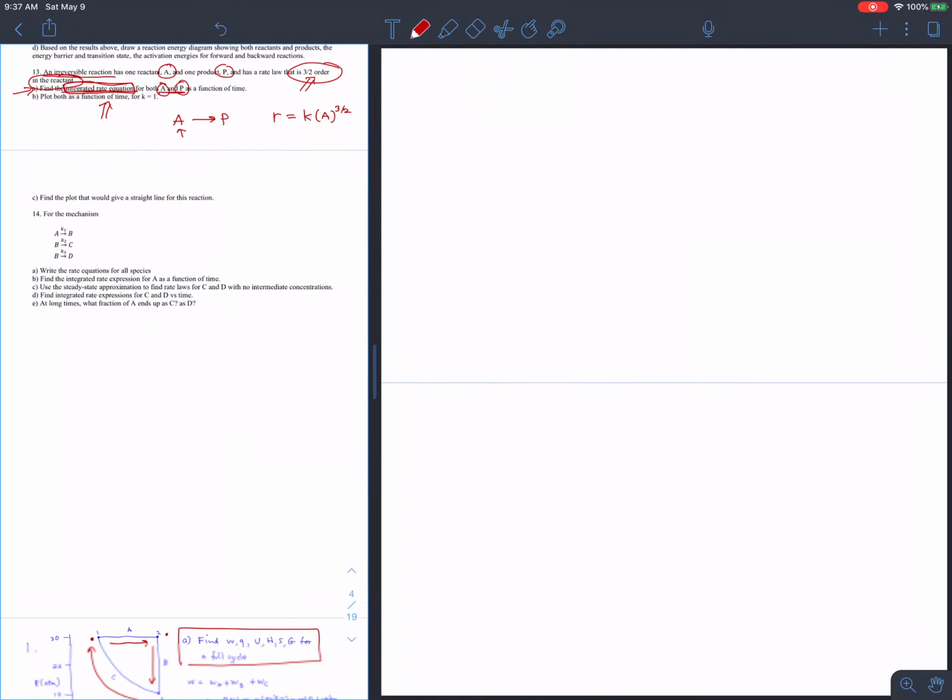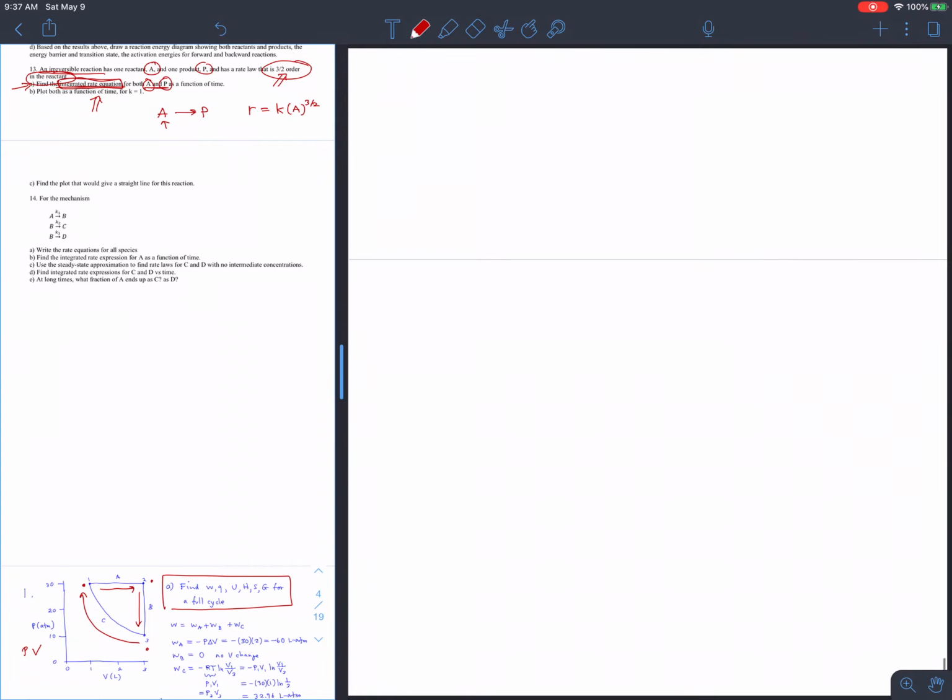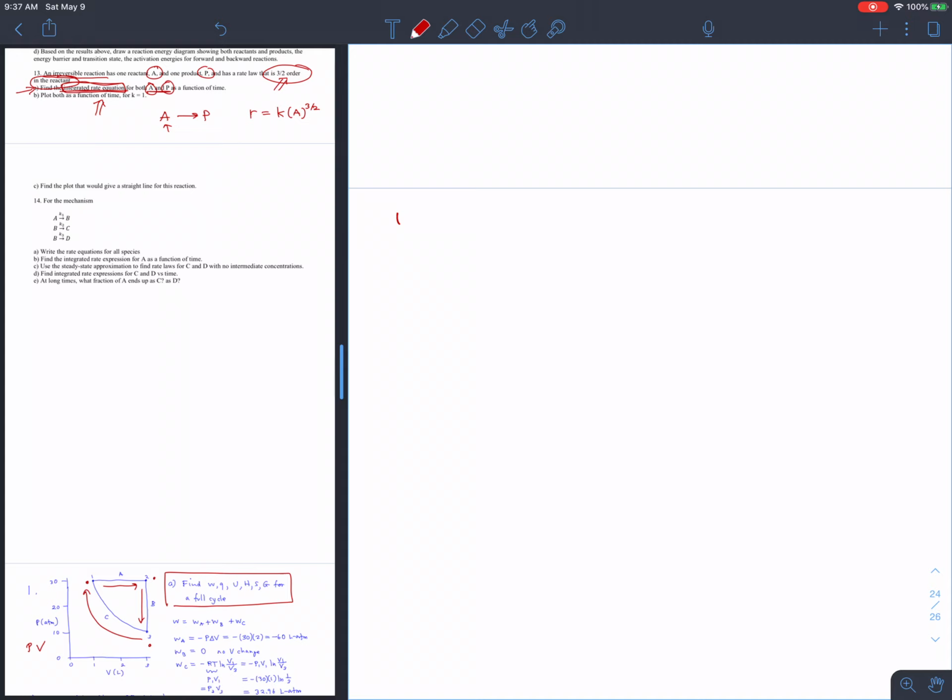So to do that, we need to write a rate equation to begin with. So this is problem 13 over here. And the rate equation is going to be minus dA/dt is equal to k times A to the 3/2 power, right, for a 3/2 order reaction. And now, finding the integrated rate equation means solving this differential equation.